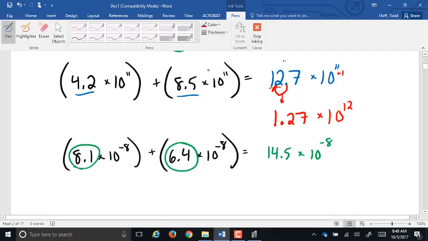We're going to move that decimal, 1.45. Yes, we have to add 1. Negative 8 plus 1 is a negative 7. Be careful of those negative powers. A lot of people mess that one up.